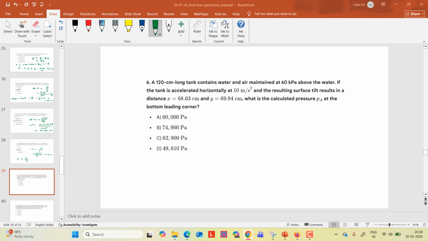A 120 centimeter long tank contains water and air maintained at 60 kilopascal above the water. If the tank is accelerated horizontally at 10 meter per second square and the resulting surface tilt results in a distance x equals 68.63 centimeter and y of 69.94 centimeter, what is the calculated pressure PA at the bottom leading corner?